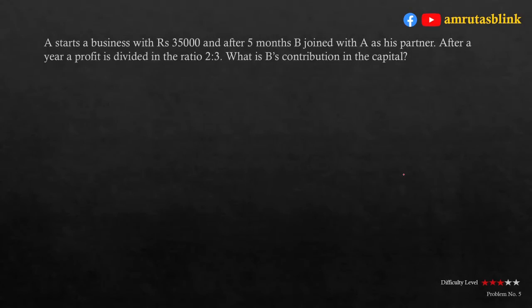Let us move to the last problem of the video, problem number 5. A starts a business with rupees 35,000 and after 5 months B joins with A as his partner. After a year, profit is divided in the ratio 2 as to 3. What is B's contribution in the capital? Rupees 75,000, rupees 80,000, rupees 85,000 and rupees 90,000.